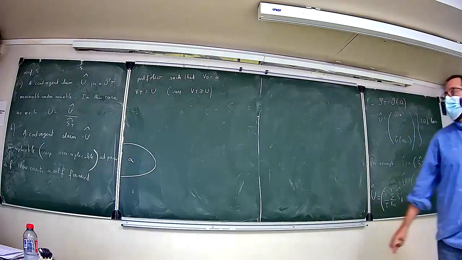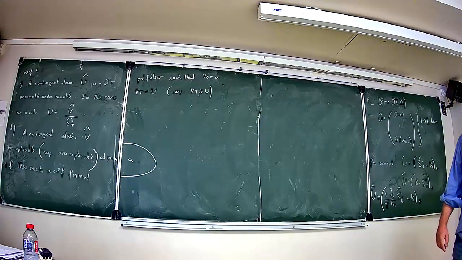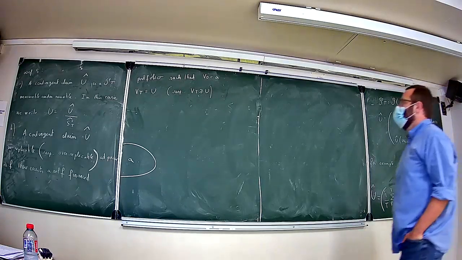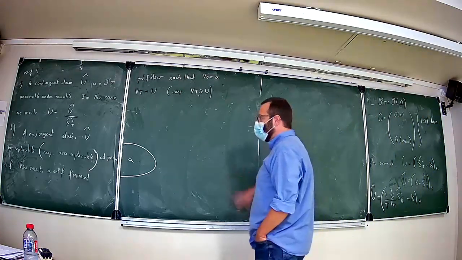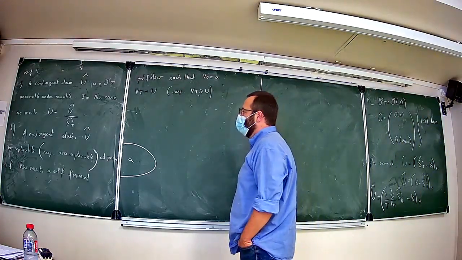So in particular, it means that if I am replicable at price a, I am over-replicable at price a. So what is the meaning of this?